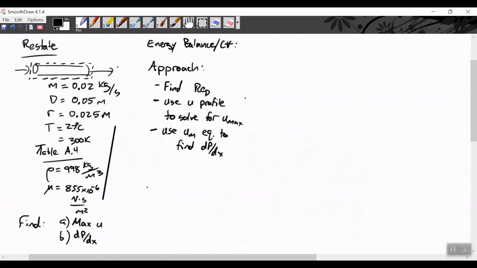I'm working this problem from the perspective of I haven't worked it before. I've written the approach the way I think I should do it. We'll find I actually need to take a slightly different approach as we do the problem.